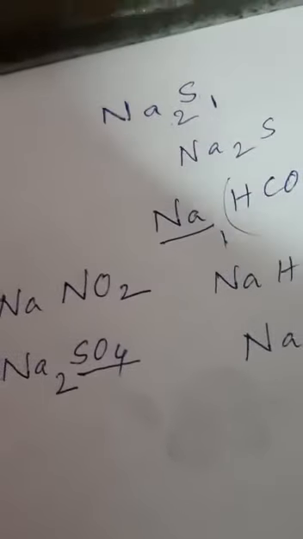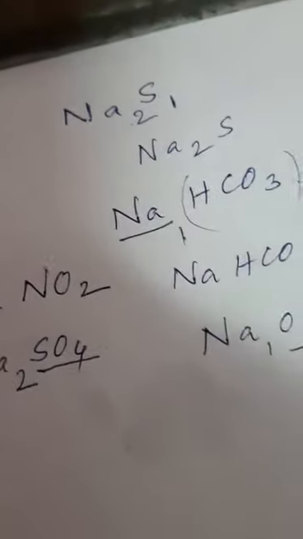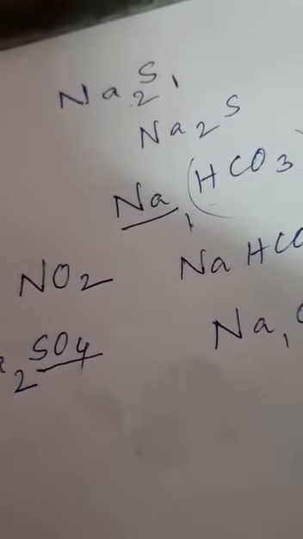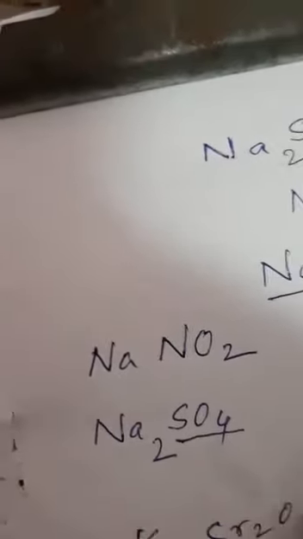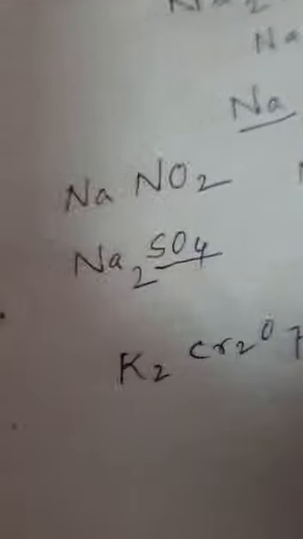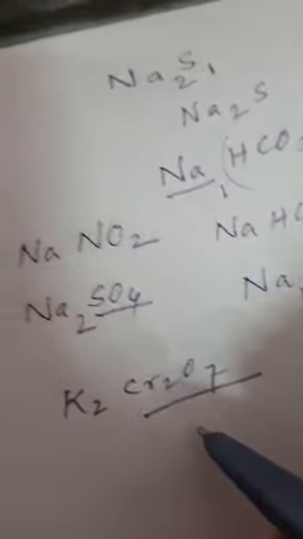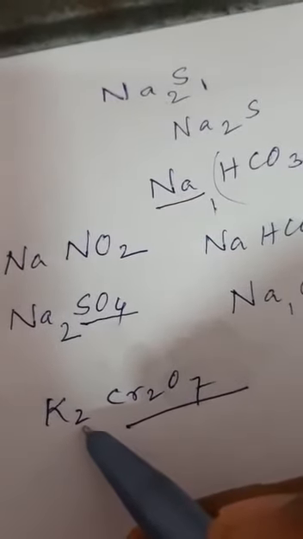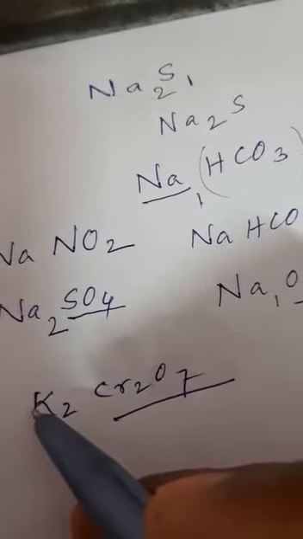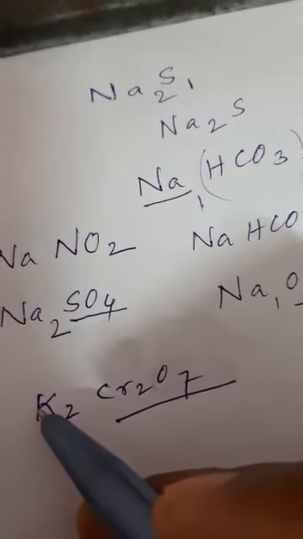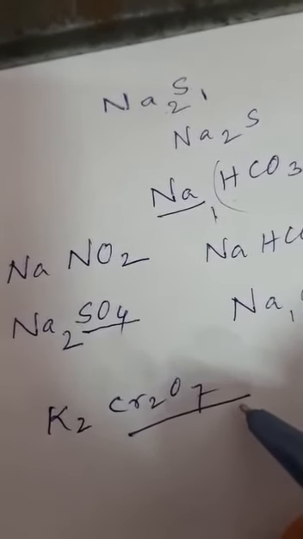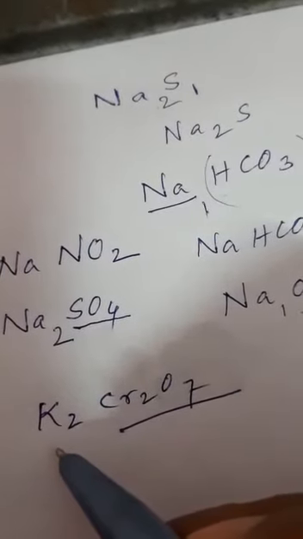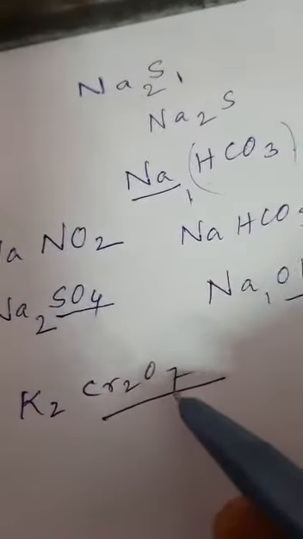So now let us proceed with potassium dichromate. Potassium K2Cr2O7. Cr2O7 dichromate, and its valency is 2. It is written here, and potassium is a univalent atom, so its valency is here 1. You need not write 1. That means you have to write it like this, K2Cr2O7.